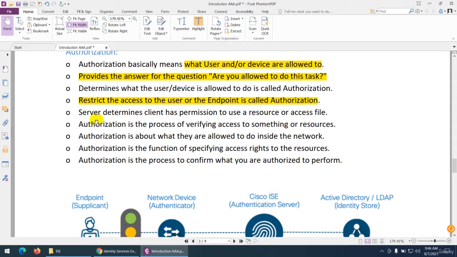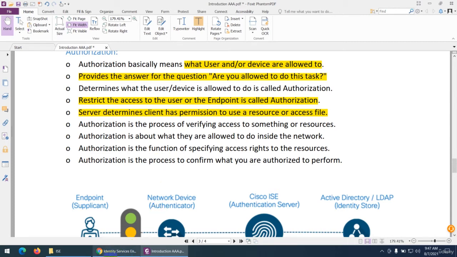It means the server determines, in our case Cisco ISE, the permission to use resources or access files. This is also called authorization. It means authorization is the process of verifying access to something or resources. It means authorization is about what they are allowed to do inside the network or inside the device. Authorization is a function of specifying access rights to the resources. It means these are rights, access rights, what you can do in the network or in the device, which function you can do.